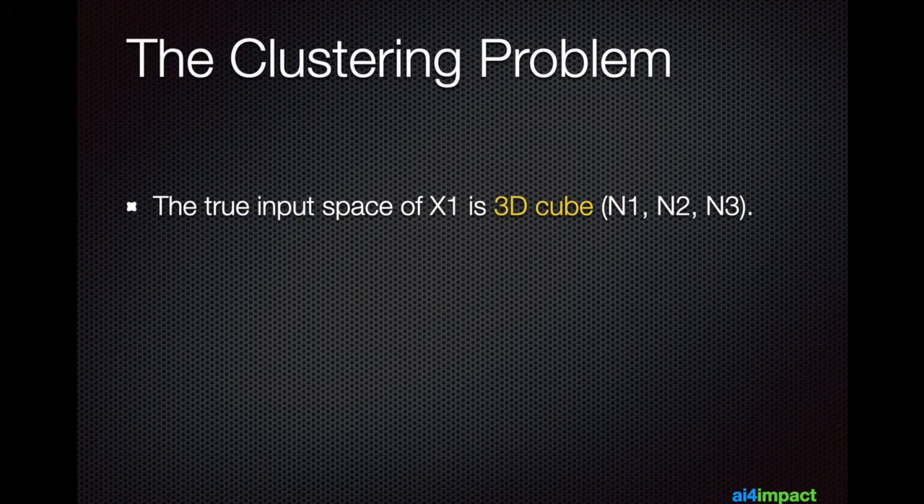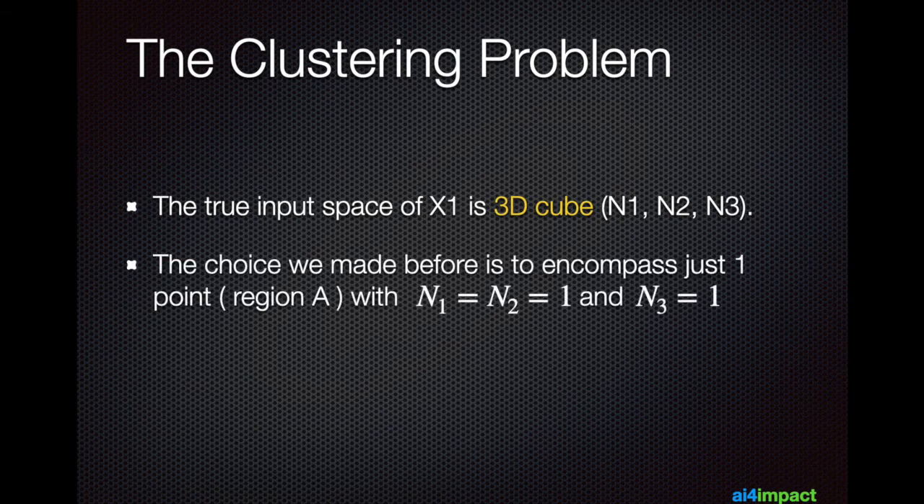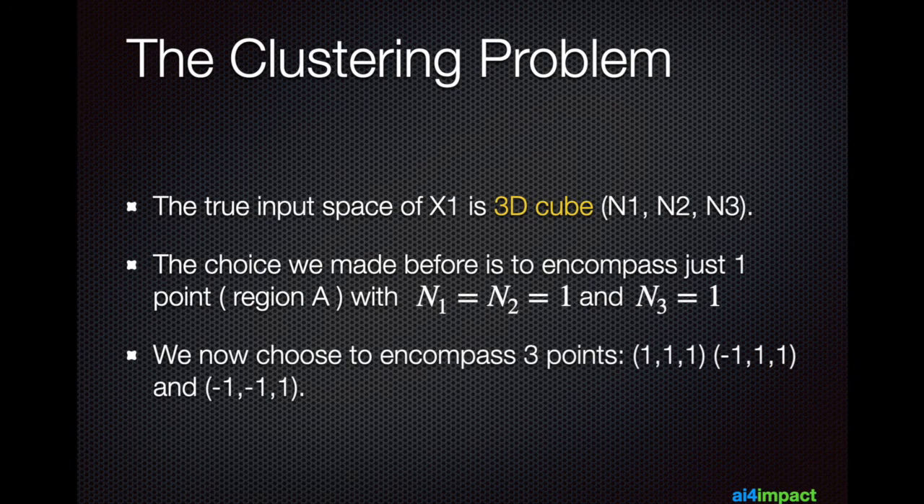So the true input space of X1 is really a 3D cube because now we have the third neuron N3 as well. Previously, we made the choice to encompass just one point or one region where N1 and N2 were both 1 and N3 implicitly was also 1. Now we want to choose to encompass 3 points by the X1 decision boundary, and these 3 points are (1, 1, 1), (-1, 1, 1), and (-1, -1, 1).